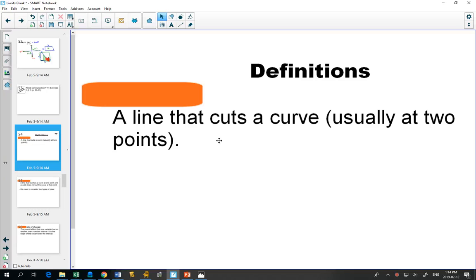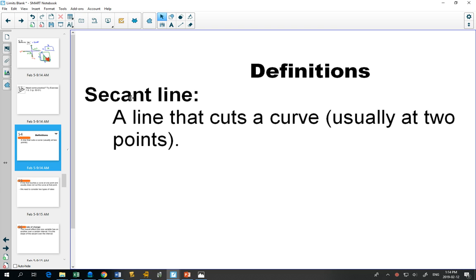Today we look at some definitions and are slowly leading towards the definition of a derivative, which is sort of the main thing, the first thing you study in calculus. So, some definitions. A secant line.